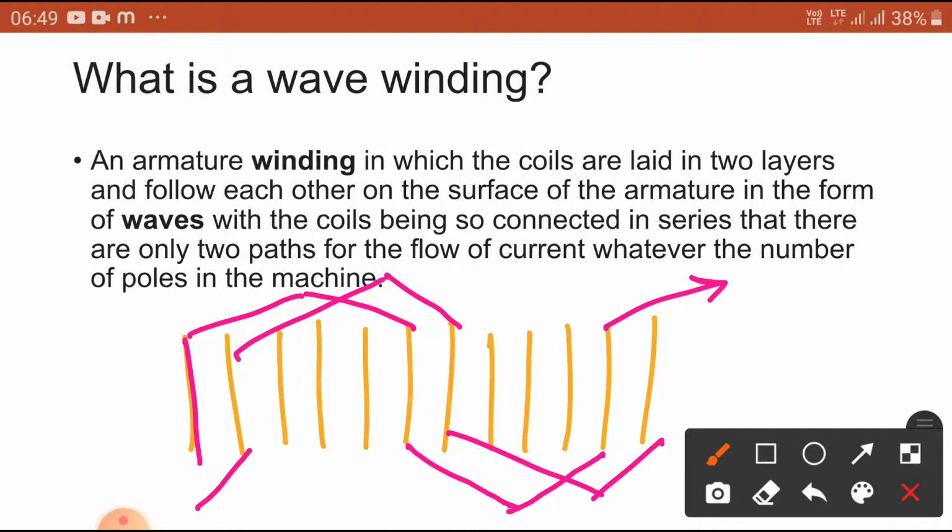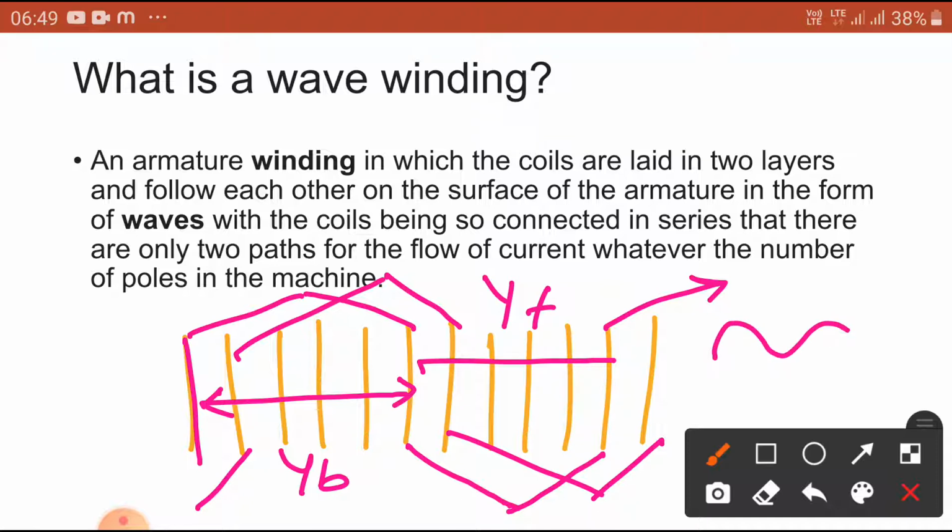So that means here, this is known as the back pitch, and from this to this we can say this is the front pitch. So just like this is a wave we discussed previously. So that means here what has happened: an armature winding in which the coils are laid in two layers. Because here the number of parallel paths A is equal to 2, whereas in a lap winding, the number of parallel paths is equal to the number of poles.